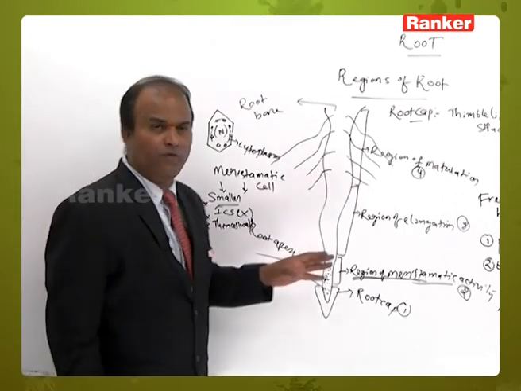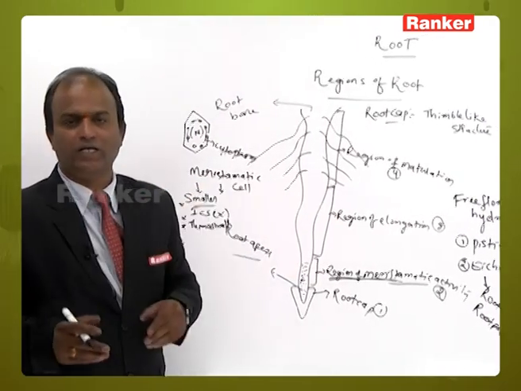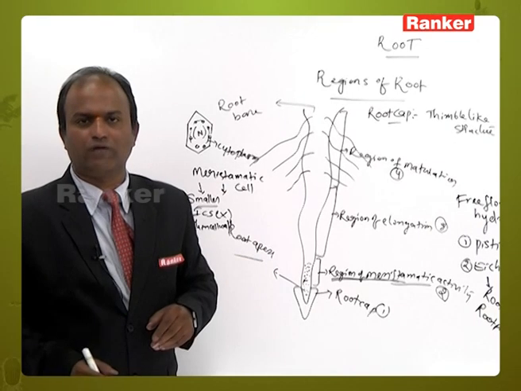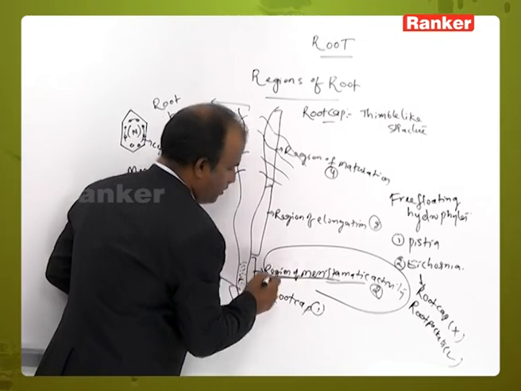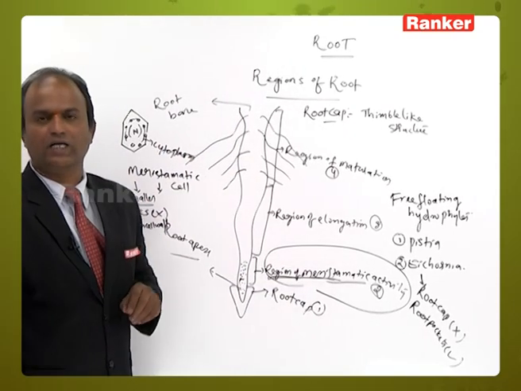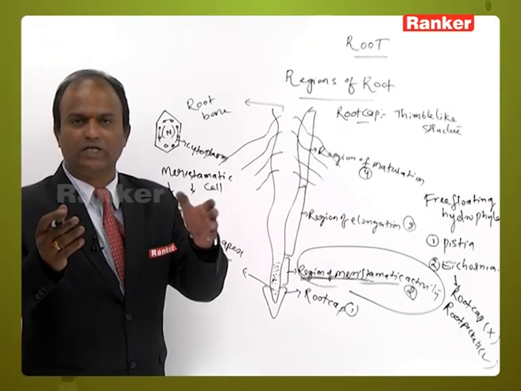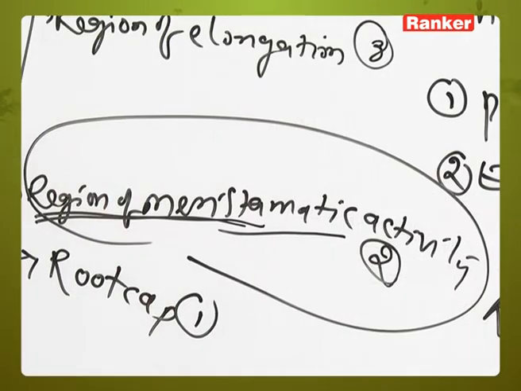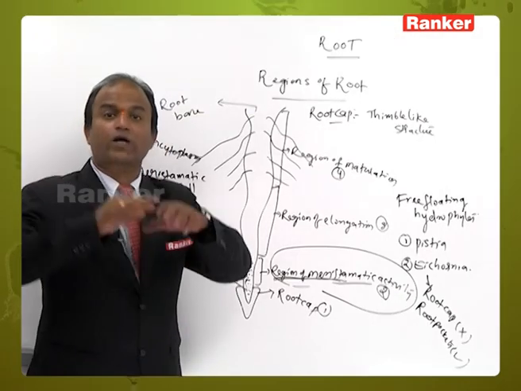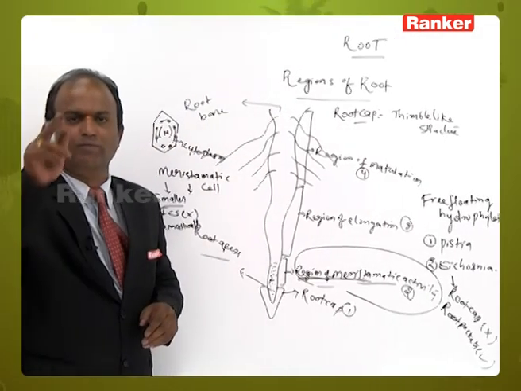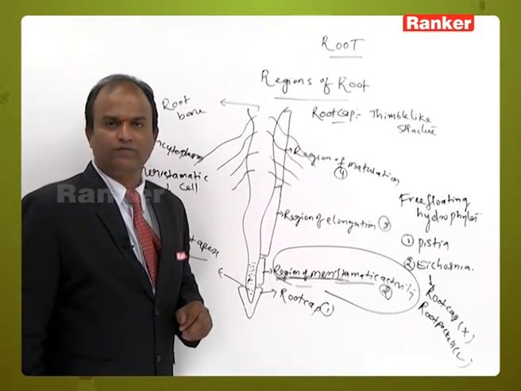Which region of the root undergoes mitotic divisions and produces a large number of new cells? That region is the region of meristematic activity. The part where numerous mitotic divisions are occurring, where more new cells are produced, is the region of meristematic activity.